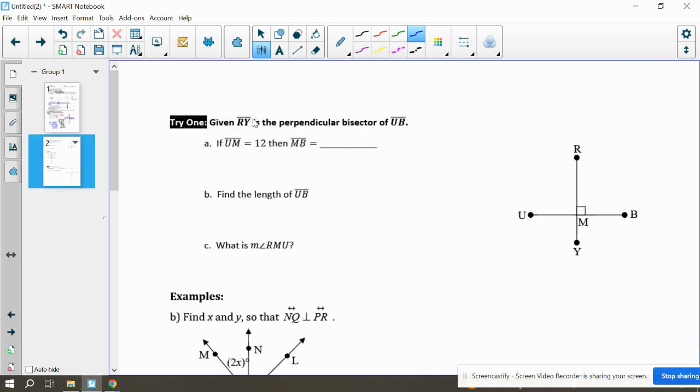On the next page, try the next one on your own. Part A is asking you, after knowing that RY is the perpendicular bisector of UB, if UM is 12, how much is MB? What's the total length of U to B? And then what would the measure of angle RMU have to be?